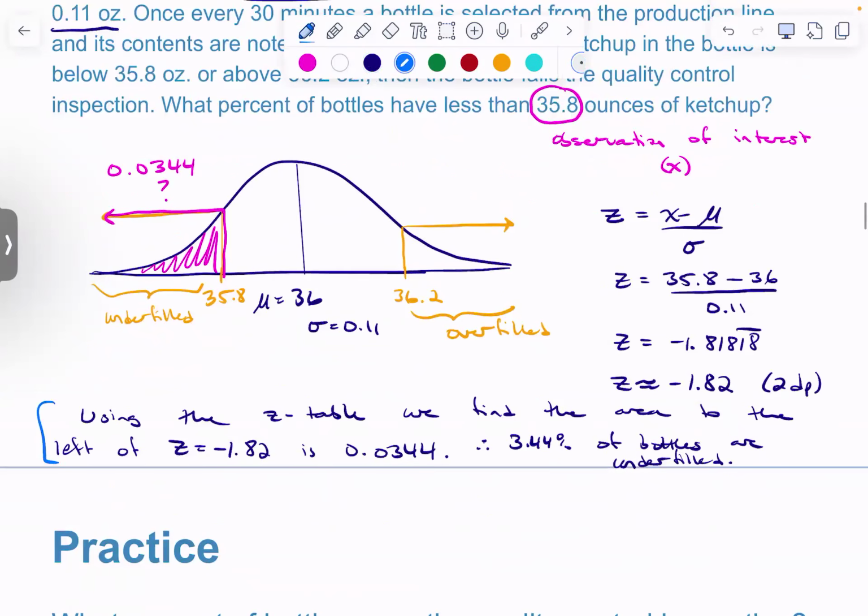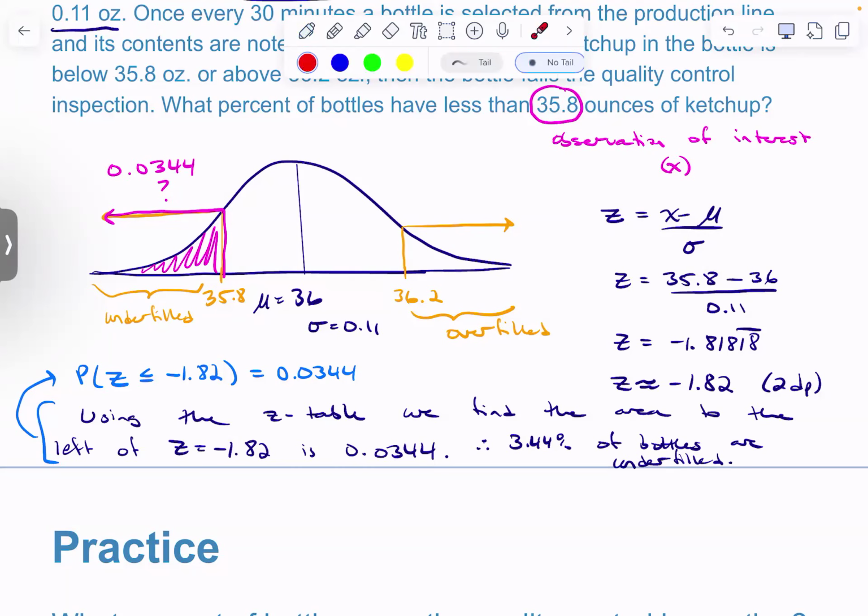If you find writing this annoying, you're allowed to use shorthand. What's the shorthand for this though? Back to probability notation, so it's a probability. What's it the probability of? The probability that Z is less than or equal to negative 1.82 is equal to 0.0344. That's giving the same information as this long blurb.